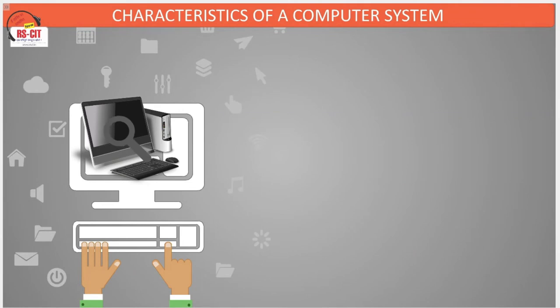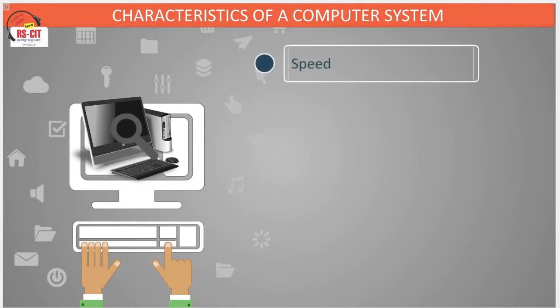Basic characteristics of a computer system are speed. The computer processes the data at a very high speed. Computers take only a few seconds to process a huge amount of data. That is, millions of instructions may be processed in a second.